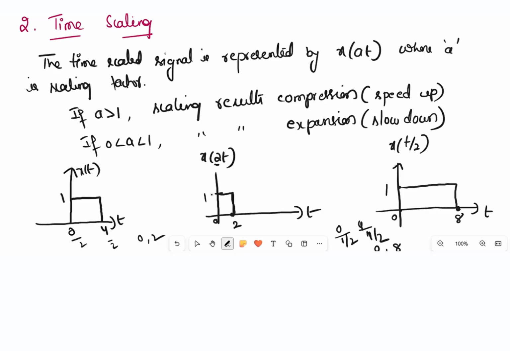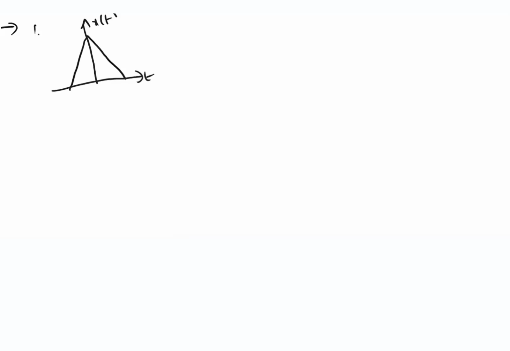That is the reason it is called the slow down process. Okay. So now again I'll do one problem. Suppose if x of t is given like this. Triangular signal. Then plot x of 2t and x of t by 2.